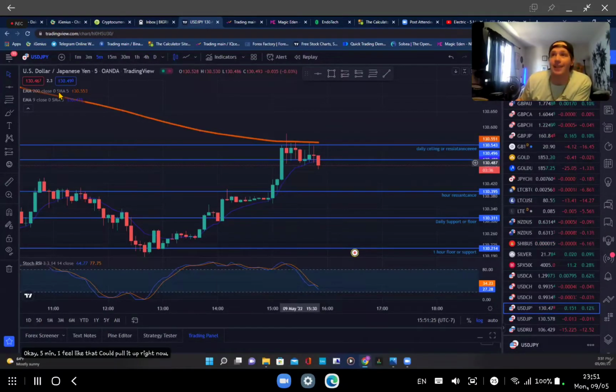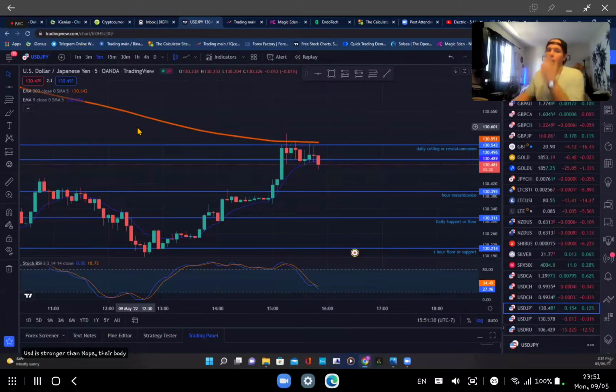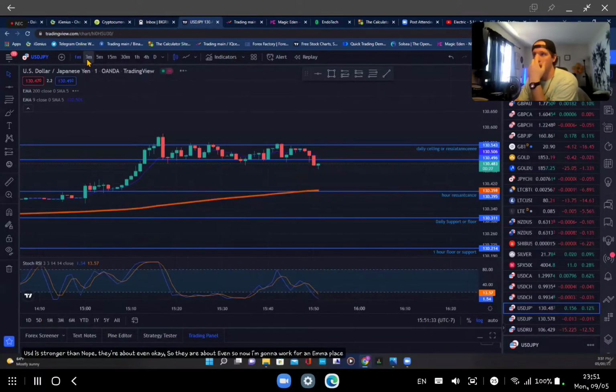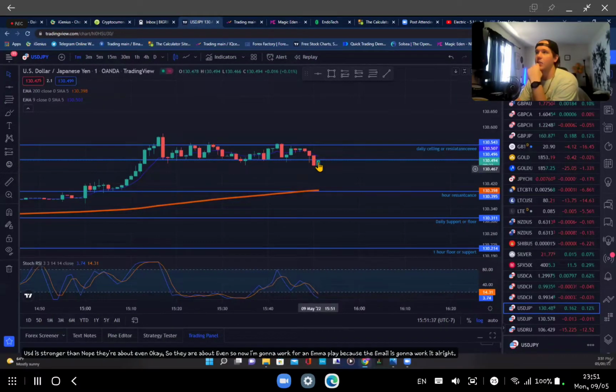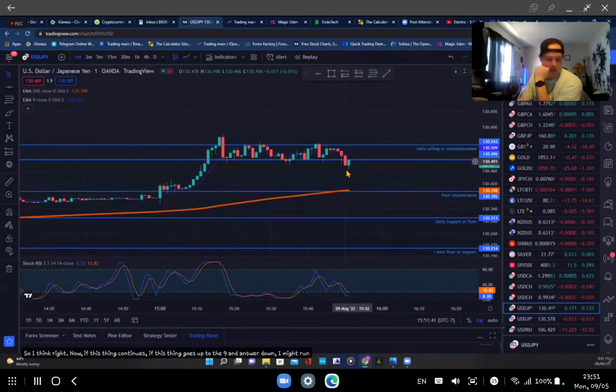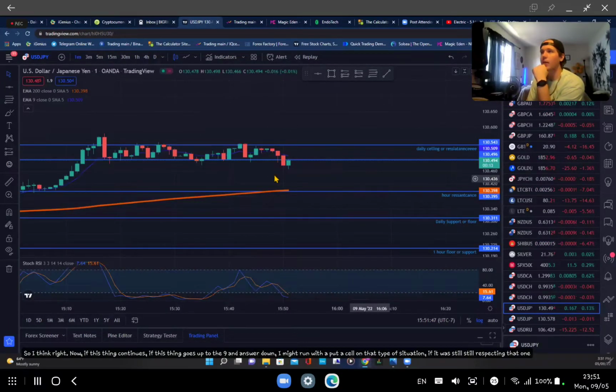Right now, USD is stronger than, nope, they're about even, okay? So they are about even. So now I'm going to look for an EMA play because the EMA is going to work it, all right? So I think right now, if this thing goes up to the 9 and yanks down, I might run with a put, a sell on this type of situation, if it was still respecting that 1-minute line right here.